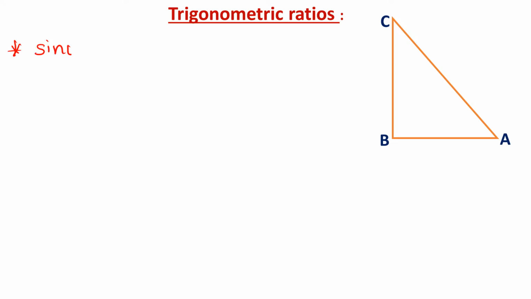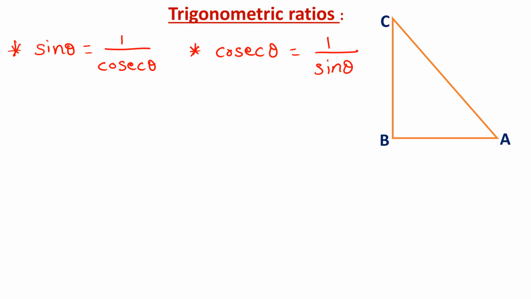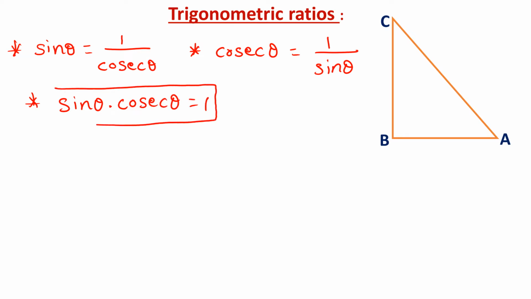Sine theta equals 1 by cosec theta, and cosec theta is a reciprocal of sine theta, that is, cosec theta equals 1 by sine theta. We easily understand that if you transpose cosec theta from this side to this side, it becomes sine theta into cosec theta equals 1 everywhere. So sine theta into cosec theta equals 1 only.